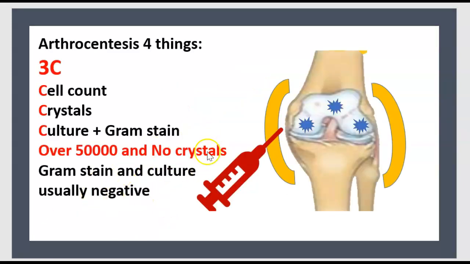To establish the diagnosis, we use arthrocentesis. 4 things to know about arthrocentesis: 3C. The first one is cell count. The second one is crystal. And the third one is culture and gram stain.